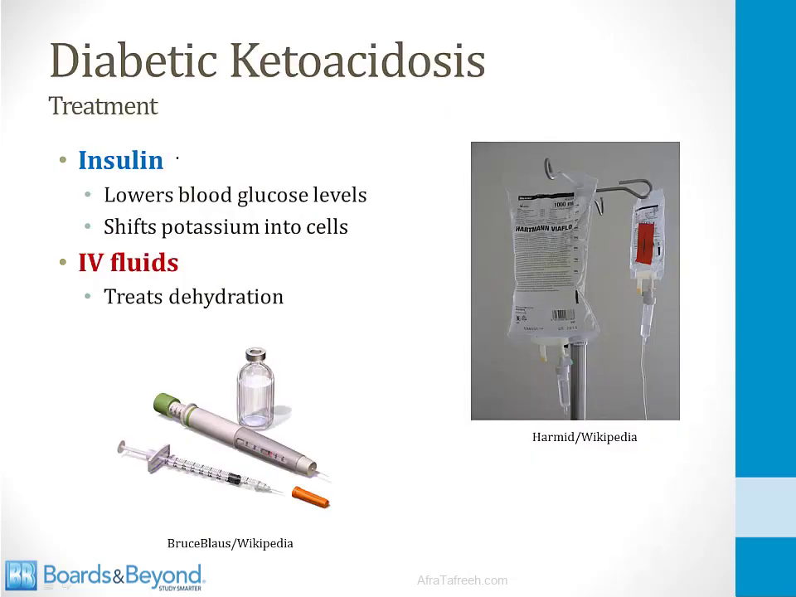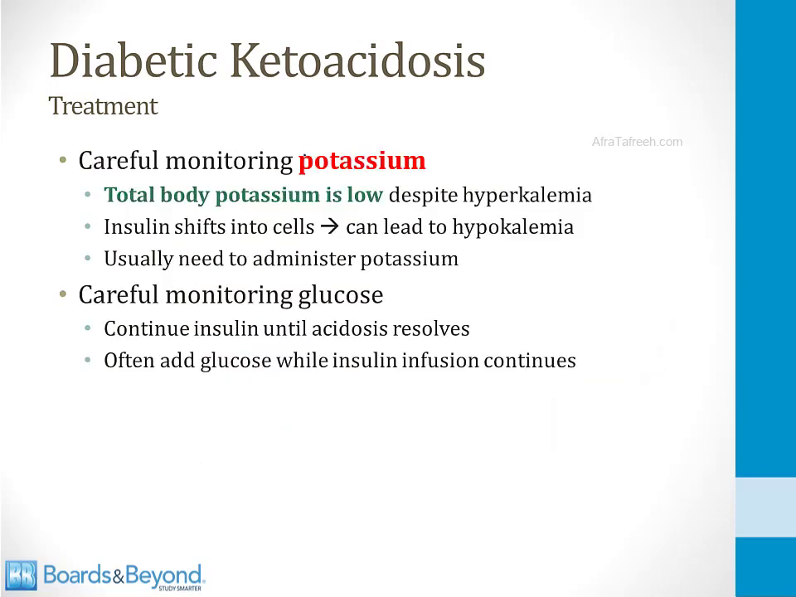The treatment of DKA is to administer insulin. This will lower blood glucose levels. It will also shift potassium into cells to treat the hyperkalemia. In addition, you need to administer IV fluids because these patients are dehydrated from the polyuria, and this will treat the dehydration. When you are treating DKA, you need to carefully monitor the potassium level. It's very high yield to know about this for your boards. Even though the patient has hyperkalemia, the total body potassium is low because lots of potassium has been lost in the urine.